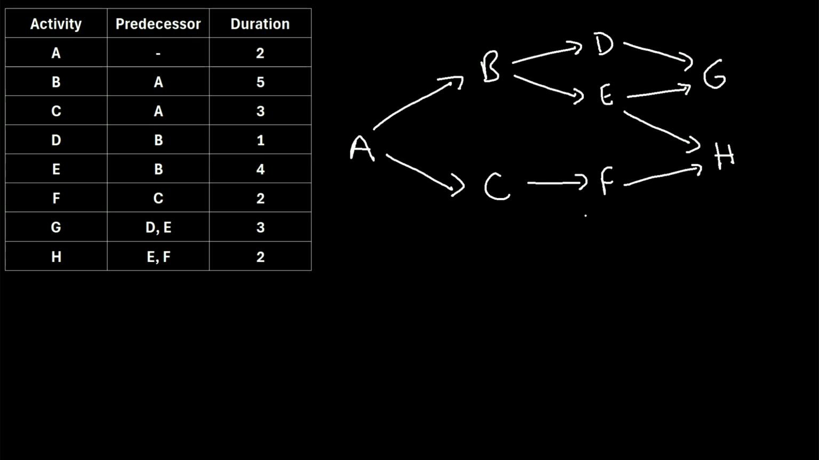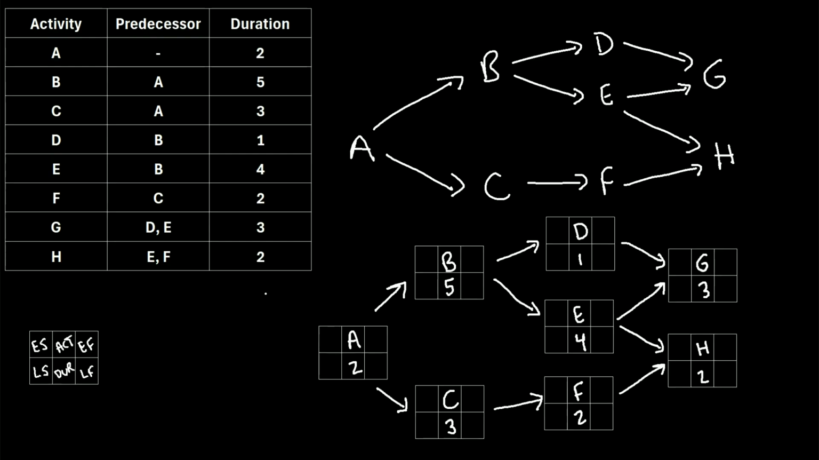So let's go ahead and formalize this diagram by using boxes that look like this. For each of these boxes, we're going to write the activity name, the duration of the activity, and then the early start, early finish, and late start and late finish of each activity. So let's go ahead and start sketching this out. Okay, so I've gone ahead and written down the activity name and the duration of each activity. Now let's use the forward pass method to find the early start and the early finish of each activity.